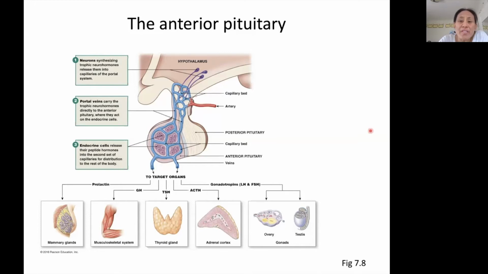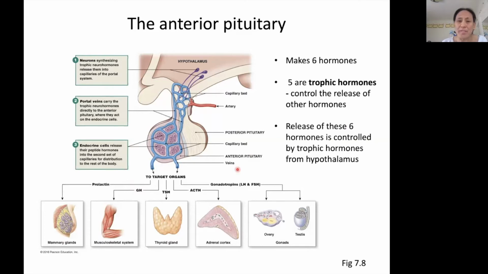Okay, so moving on to the anterior pituitary. This is just sort of an overview figure that shows the anterior pituitary. We'll be talking about these details in the next slide. But the main things I want to start off with are, first of all, that the anterior pituitary makes 6 hormones. So these are the 6 hormones down here that are made by the anterior pituitary, okay?